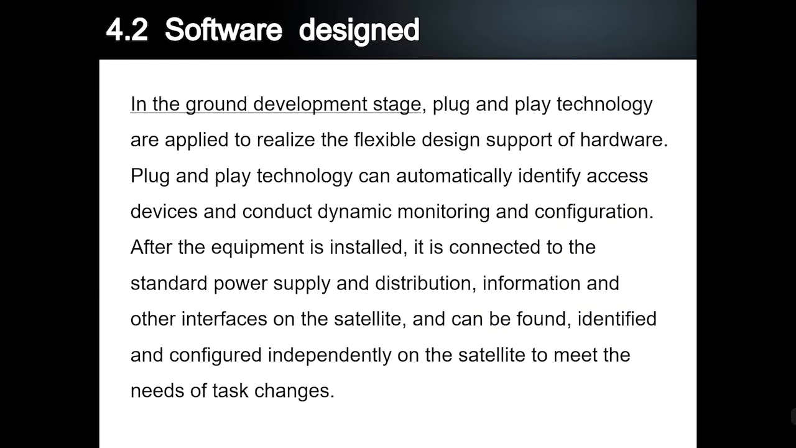In the ground development stage, plug-and-play technology is applied to realize the flexible design support of hardware. Plug-and-play technology can automatically identify access devices and conduct dynamic monitoring and configuration. After the equipment is installed, it's connected to the standard power supply and distribution, information and other interfaces on the satellite, and can be found, identified, and configured independently on the satellite to meet the needs of task changes.